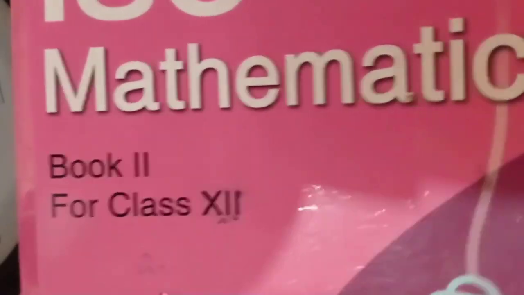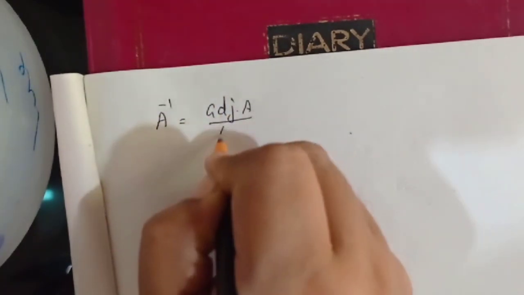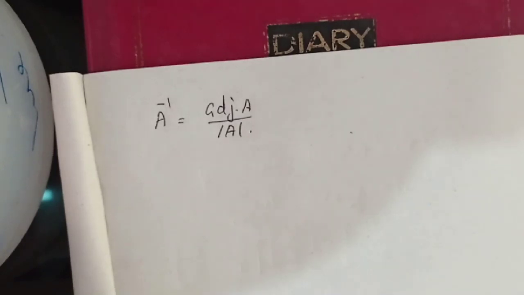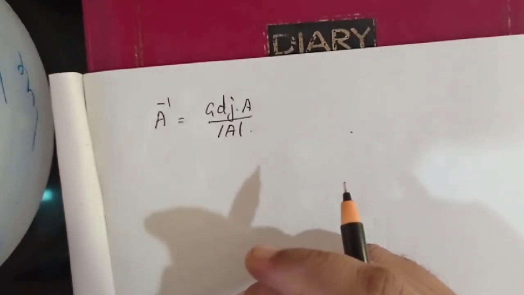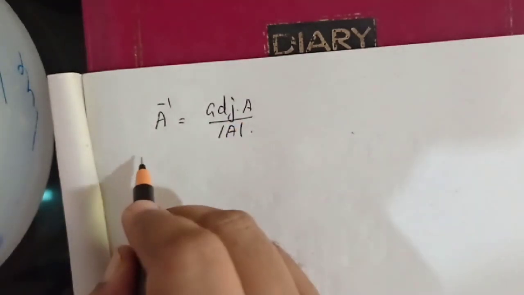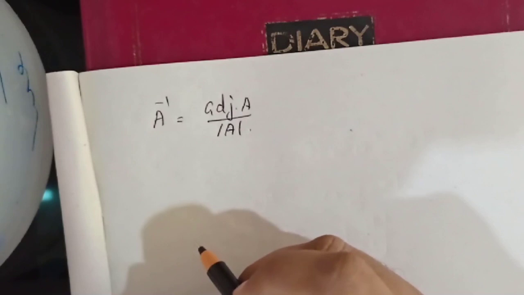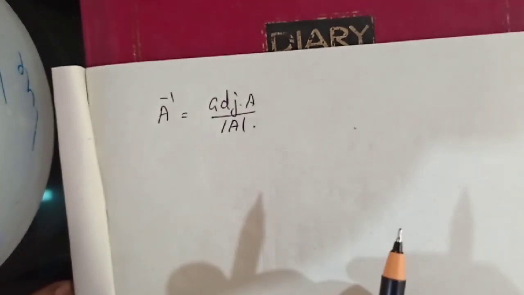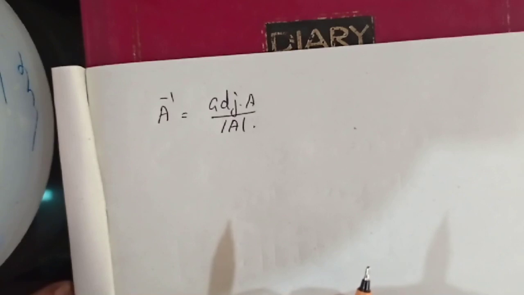Matrices. Write down. The previous class discussed A inverse, isn't it? A inverse is equal to adjoint A by determinant A. Then, if it is a 3 by 3 matrix, first how to find the adjoint? For a 3 by 3 matrix, to find the adjoint, first you find the cofactor of each element, then the transpose of the cofactor matrix is known as adjoint. Isn't it?